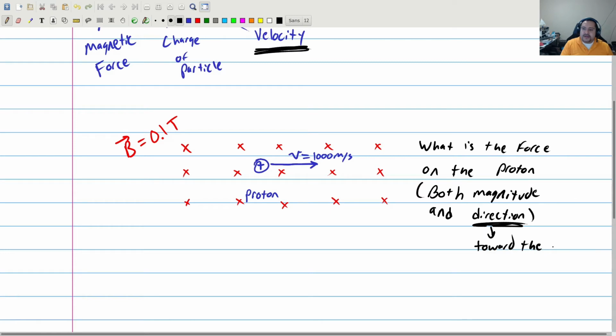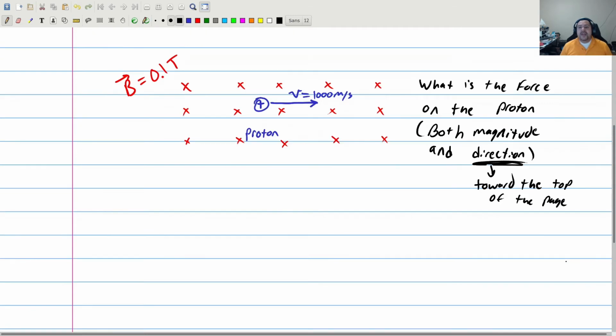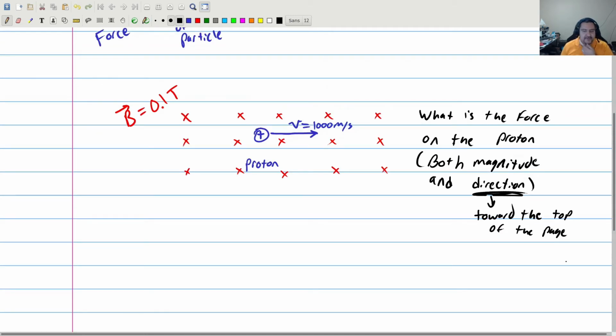Now, if I could spell here, toward the top of the page. If this was an electron instead of a proton, if it was negative, that negative would have shown up on the charge, which means the direction of the force would have been flipped. Instead of going toward the top of the page, it would have been toward the bottom of the page. But since this is a proton, we'll stick with the positive, toward the top of the page. Okay, now that you have this, we can figure out the magnitude of the force.